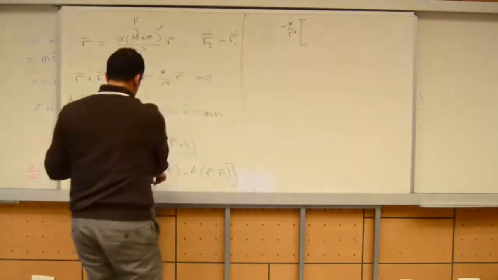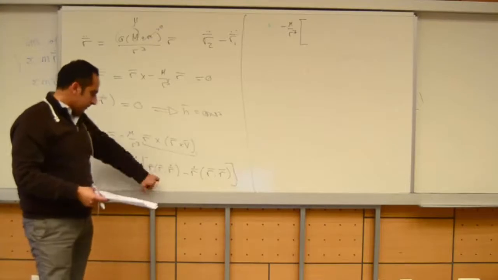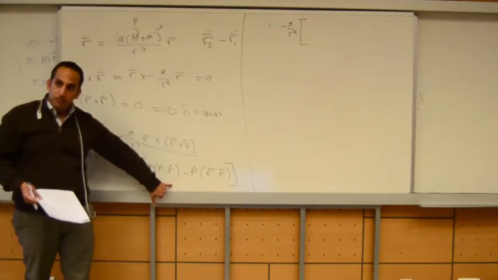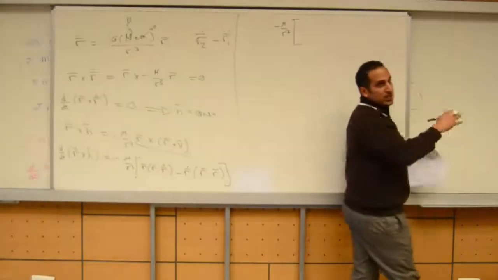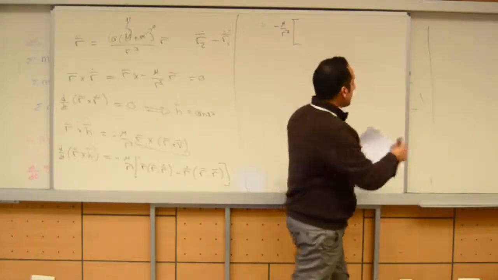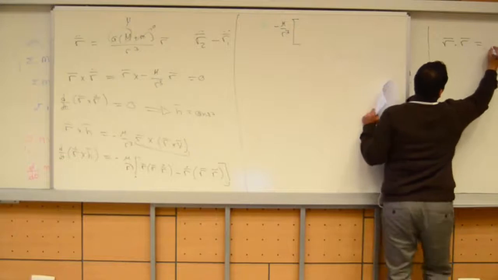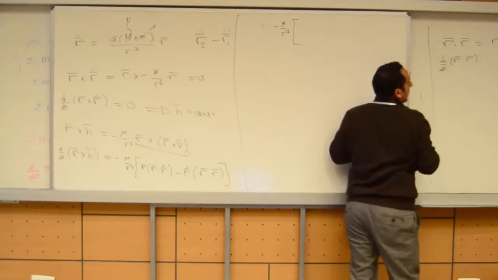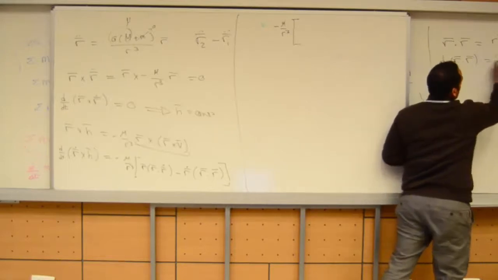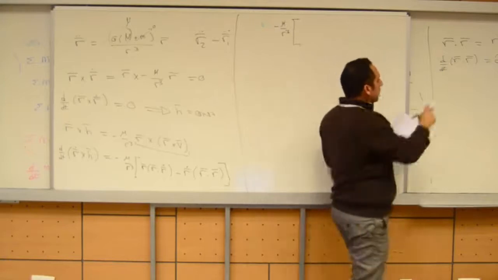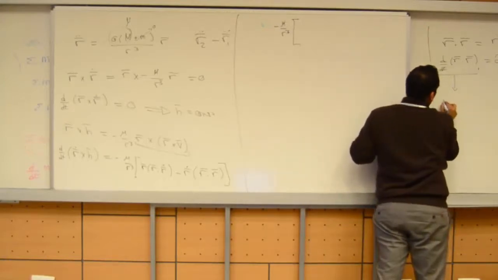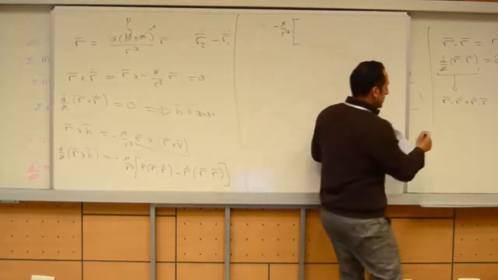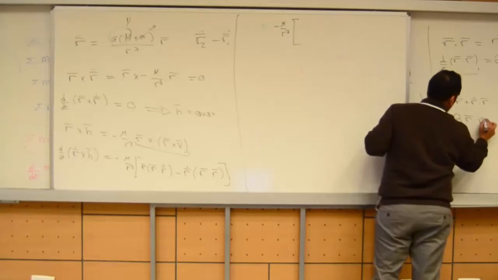I'm just going to work this out. This is vector r dotted with vector r dot. It's just a side note. If I have r dotted with r, this is equal to r squared. If I take the derivative of r dotted with r, the right-hand side is equal to 2r r dot. But I also know that this is equal to r dotted with r dot plus r dot dotted with r, which is equal to 2 r dotted with r dot.